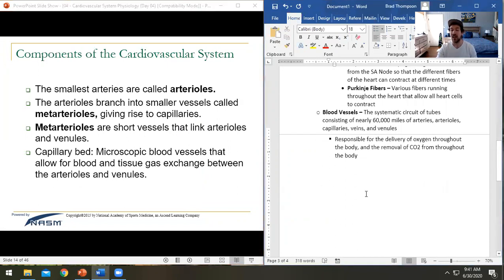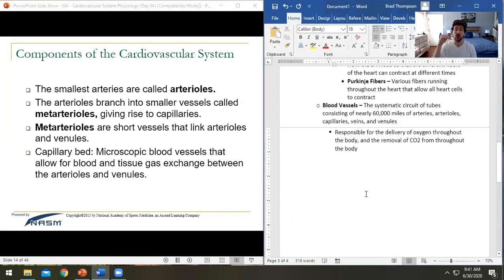So we're going to go in order here. It's going to look like an order from largest to smallest, and then it's going to get a little bit bigger again. So we're going to track a single blood cell almost, as if it's traveling out of the heart, gets to a tissue, and then travels back to the heart. That's the order that we're going to go in here. So let's take a look at that.